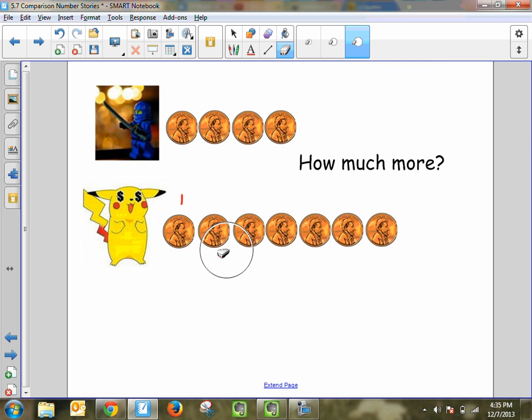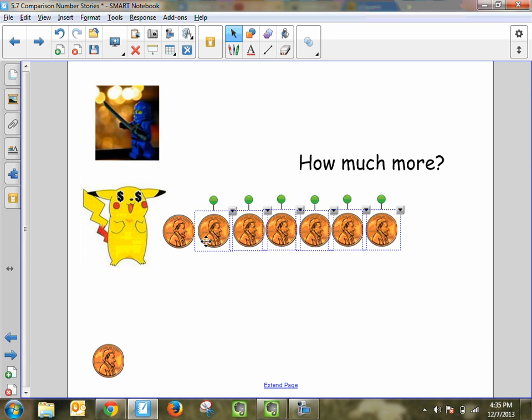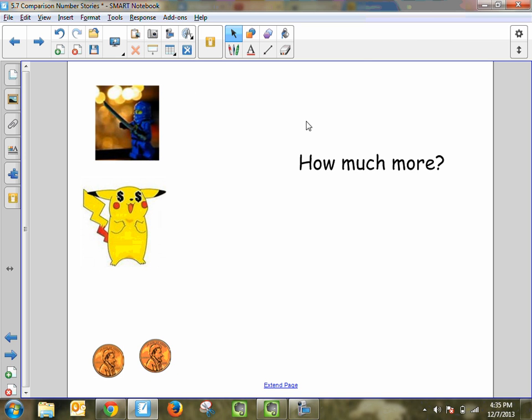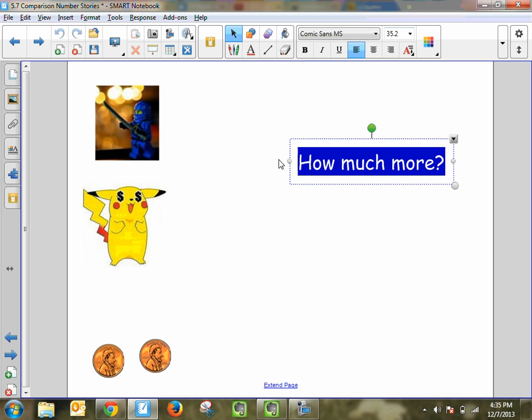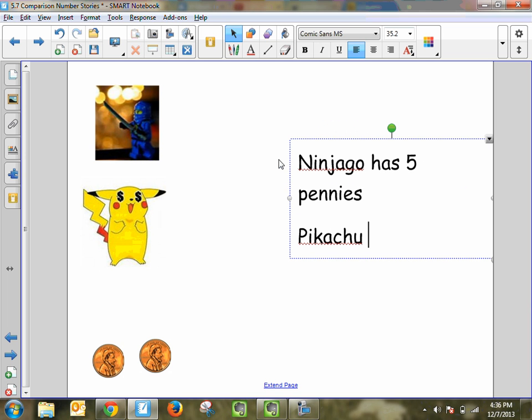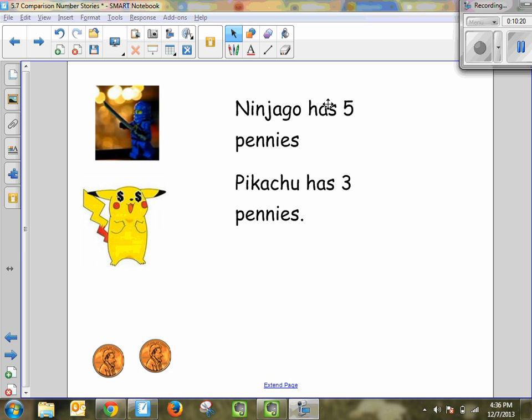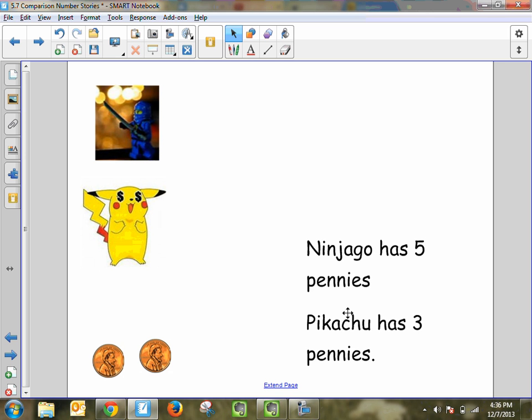Now, let's say that I give you a question that, instead of actually having pennies showing you, let's say that I just gave you some words. Let's say that Ninjago has 5 pennies. And let's do Pikachu has 3 pennies. So now, if you're ever given a story problem where you have numbers written, but you don't actually have pennies, it's going to be your job to draw pictures of pennies.